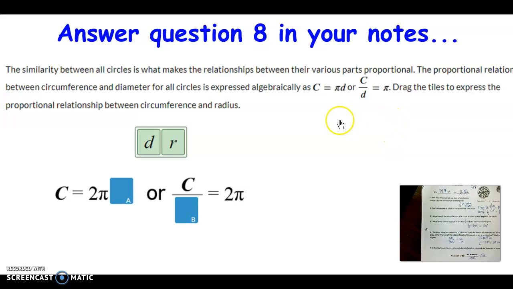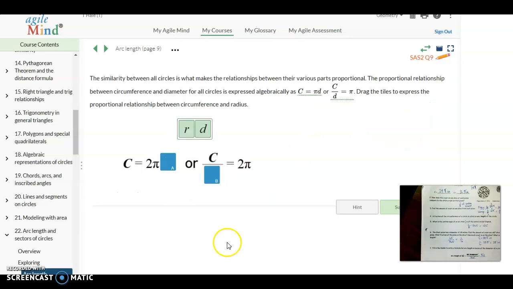So let's drag the tiles here to express the proportional relationship between circumference and radius. So we're rewriting the formula for circumference using radius instead of diameter. So C equals pi times diameter. Diameter is simply twice the radius. So here's the 2 right here. So we need an R here. 2 times R is the same thing as diameter. So we could divide both sides by the radius and write that as the circumference to the radius ratio is equal to 2 pi. That's just dividing both sides of this formula by R.